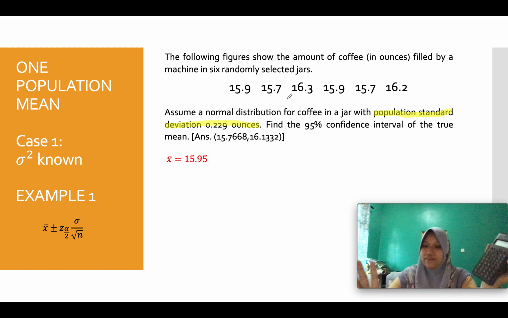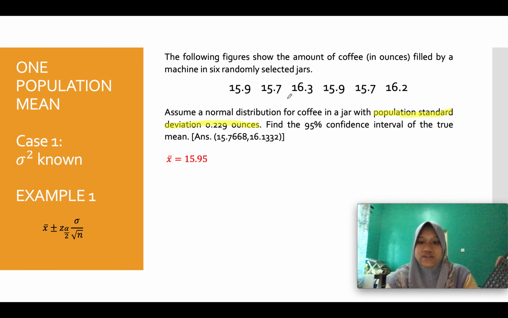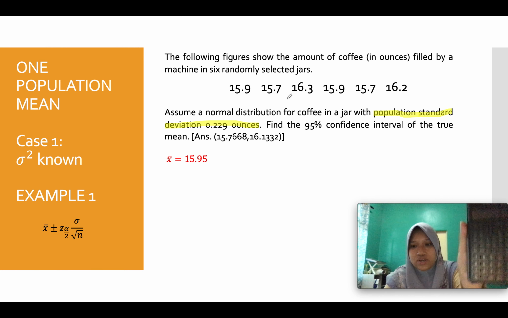Nah, ini kalau dia tak bagi value lah, dia bagi raw data, so you have to calculate the value X bar. Sometimes you have to calculate the value of variance also. Okay, so awak dah tekan 2 tadi. So now you have to key in the data. Okay, so how to key in the data?